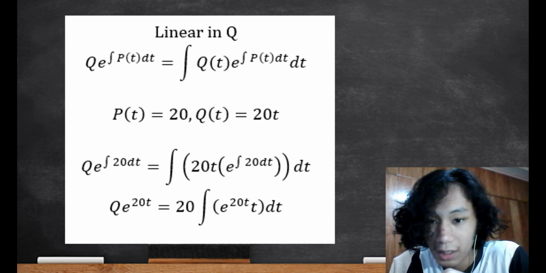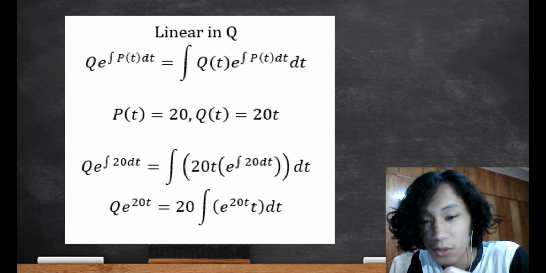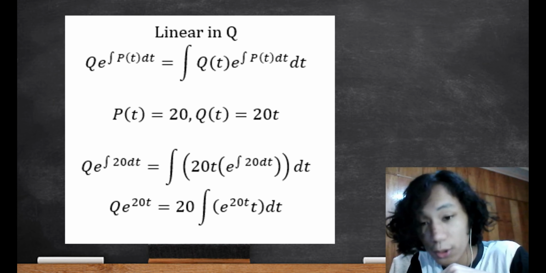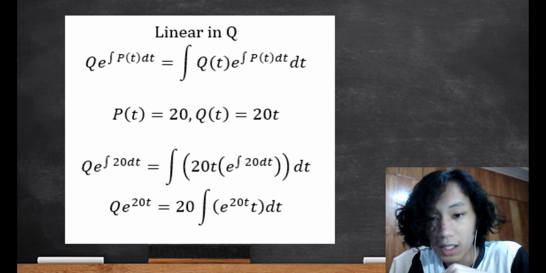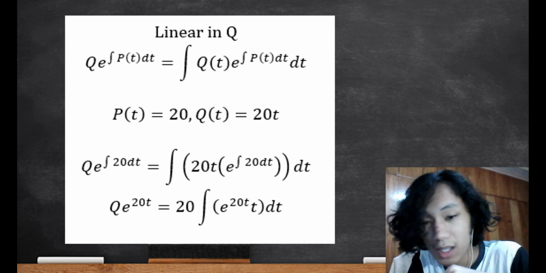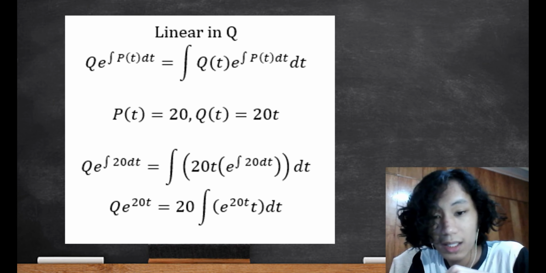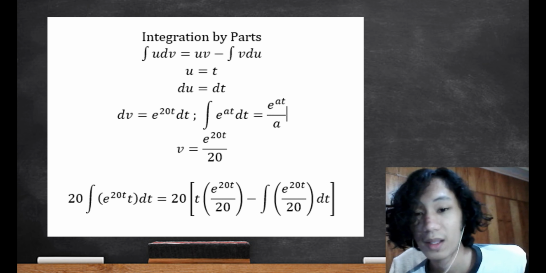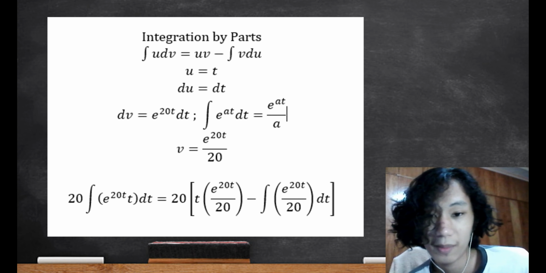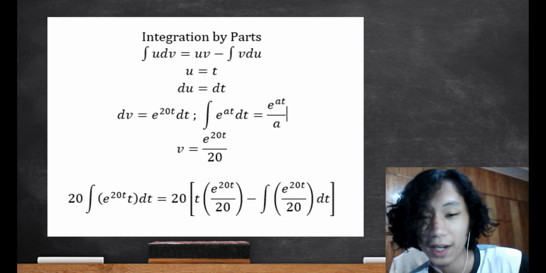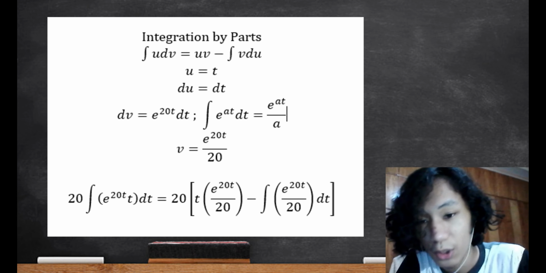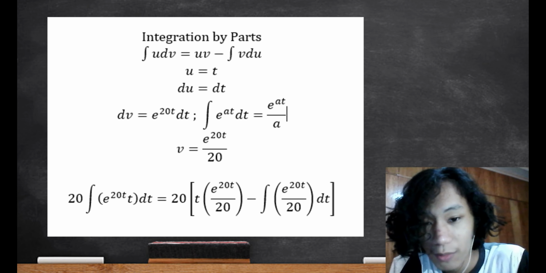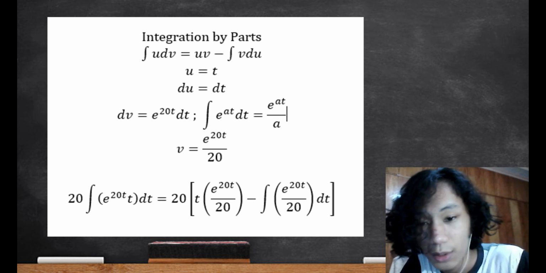So solving our integrating factor, e raised to the integral of 20 dt, and simplifying the equation, we get q times e raised to 20t is equal to 20 times the integral of e raised to 20t times t dt. We will solve this integral using integration by parts. The formula is the integral of u dv is equal to uv minus the integral of v du.